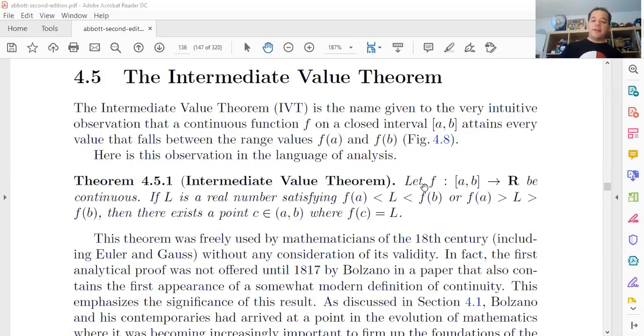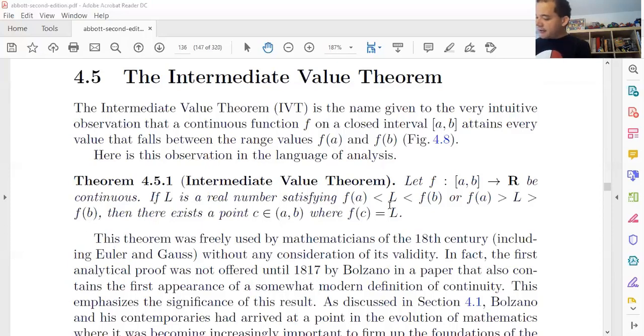If f of a is less than f of b, then there is some point c, so that you achieve L when you look at the function for any L between f of a and f of b. All right, let me make a picture. I think that will clarify the statement in a better way.